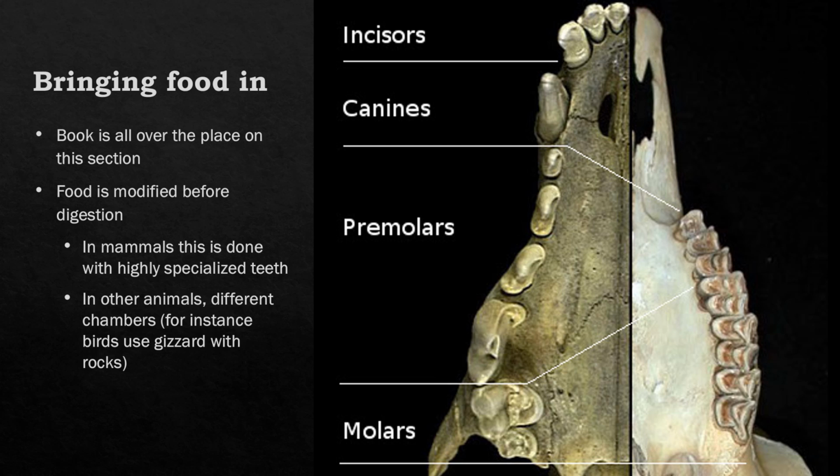In mammals, and this is what your book is really excited about, it's done with very specialized teeth. That's very cool. There are actually different types of teeth in a mammal's mouth.